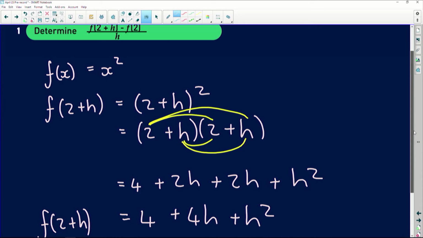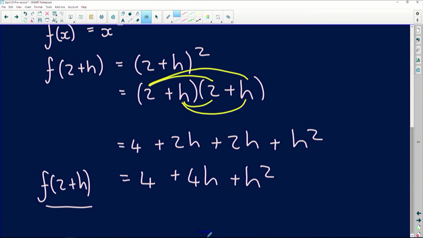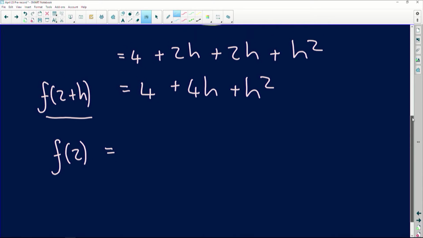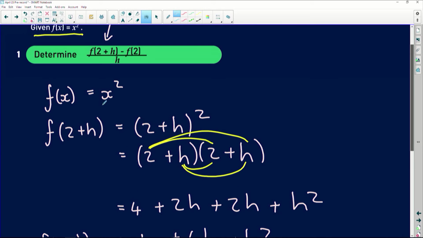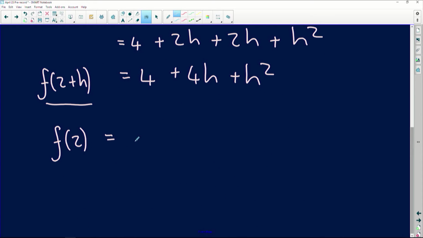What I want, however, is f of 2 plus h minus f of 2, divided by h. So again, I'm going to write down that next part. I'm going to write down f of 2, and it goes into my formula, which is x squared. So wherever I see x, I'm going to substitute it with a 2. I get 2 to the power 2, and that equals 4.